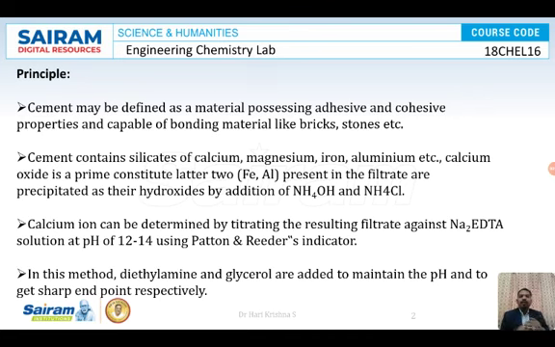So what are we going to do? We are going to titrate this cement solution against EDTA solution at 12 to 14 pH using patton and reeder's indicator. So let us see how to do this experiment.